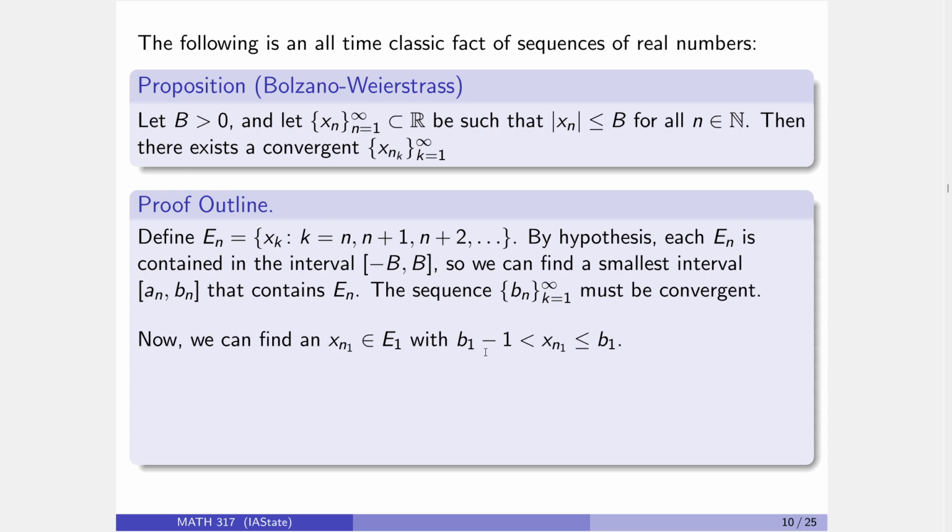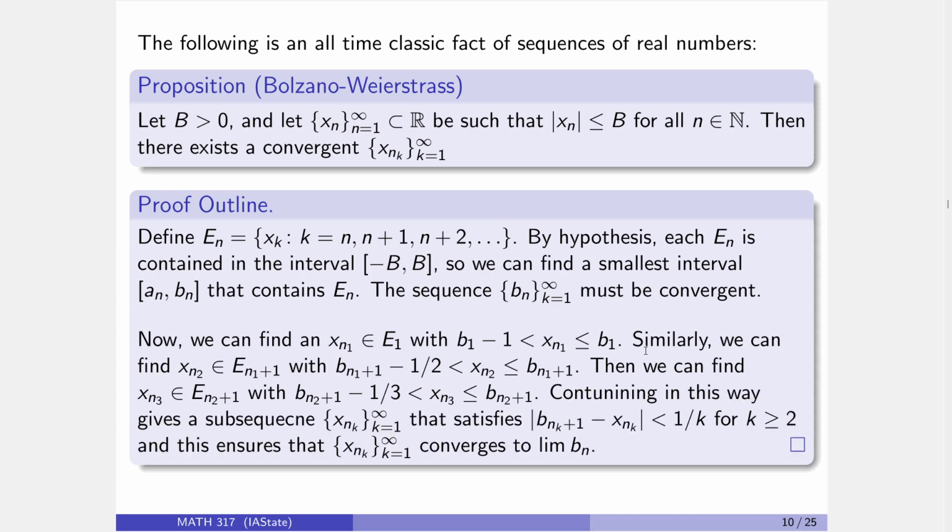And then what you do is you inductively create your convergent subsequence. We can find an element that is greater than b1 minus 1 out of e1, because this is the smallest upper bound, so if you make it smaller, it's no longer an upper bound, so we can get something bigger. Then you go to the set e sub n1 plus 1, because you need your n2 to be bigger than n1. It needs to be strictly increasing, right?